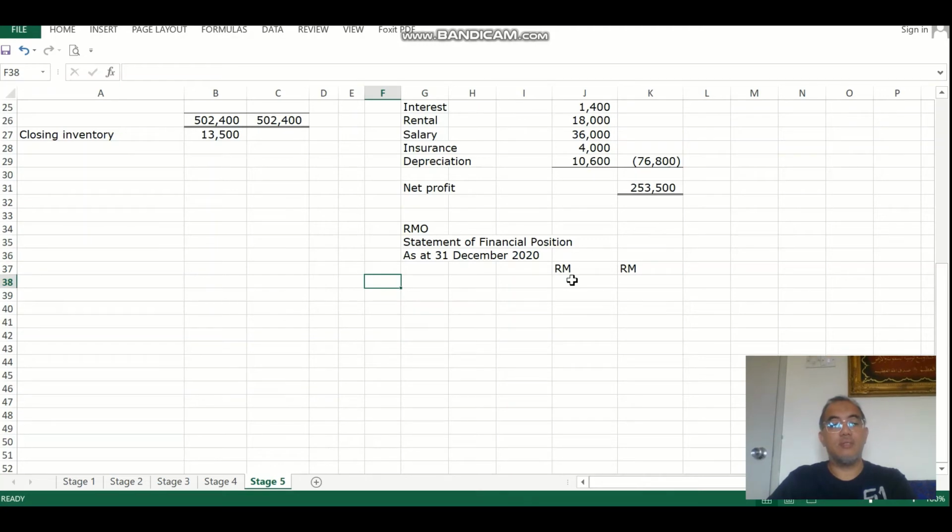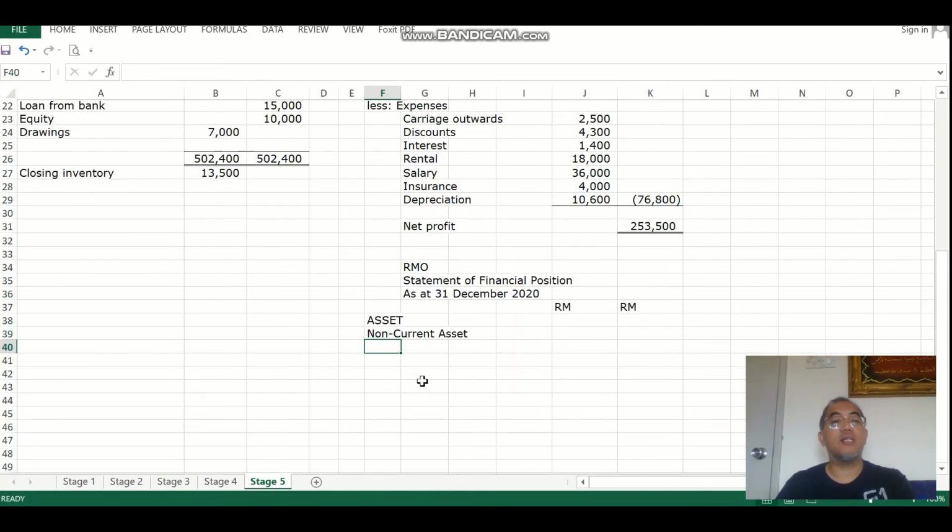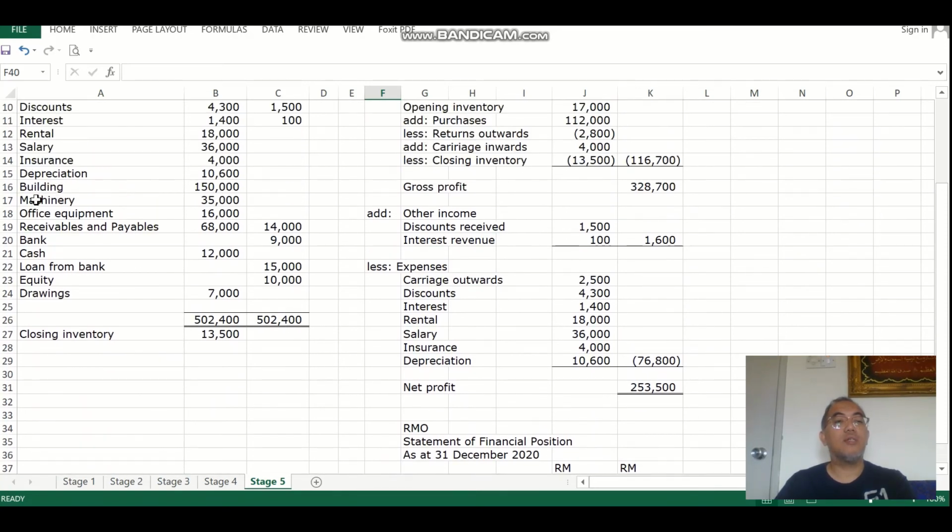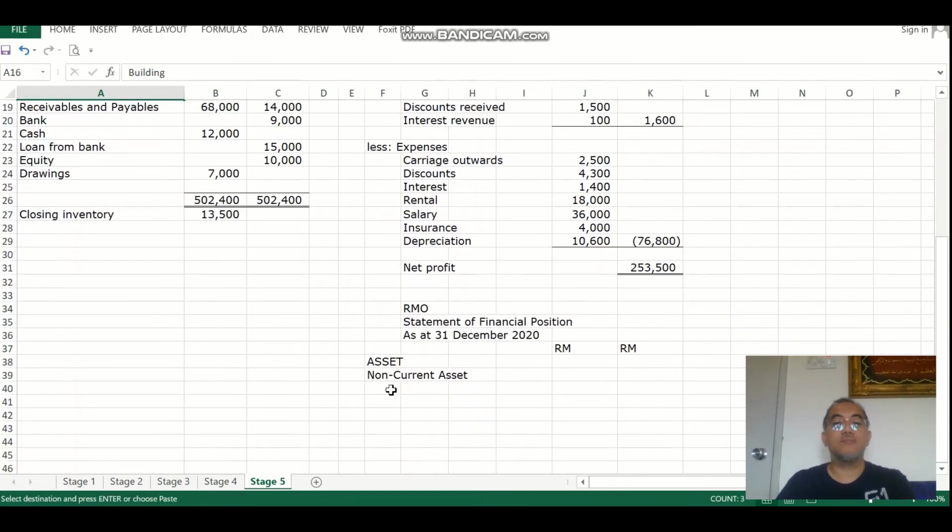Okay, so asset. What is my asset? I have two kinds of asset. It's non-current asset. What is my non-current asset? So my non-current asset is a fixed asset. It is building, machinery, and office equipment. So I have 3 types of asset. Okay, just copy and paste.